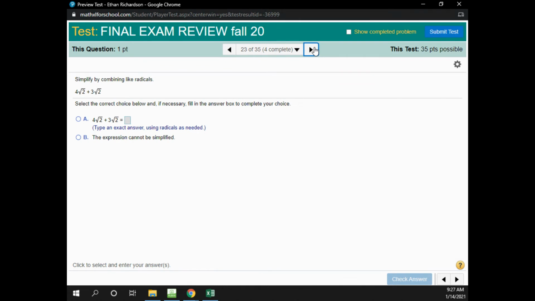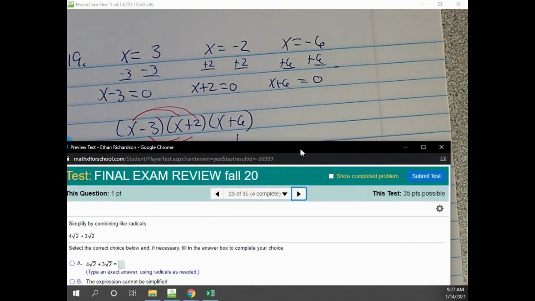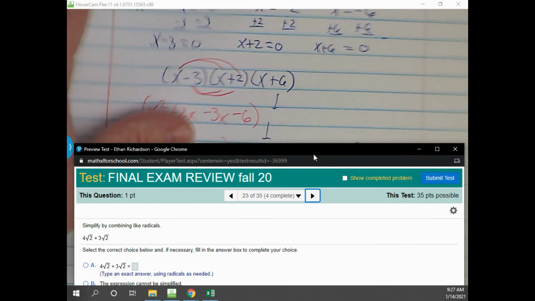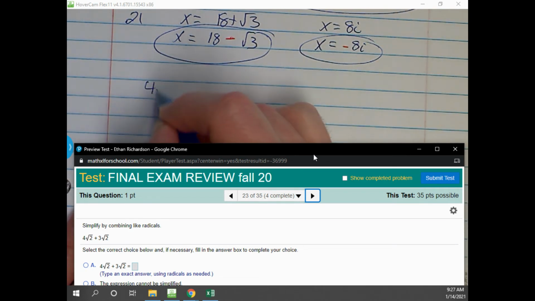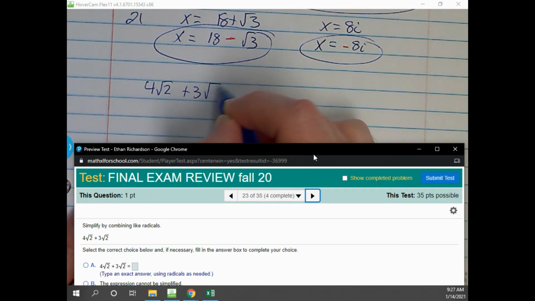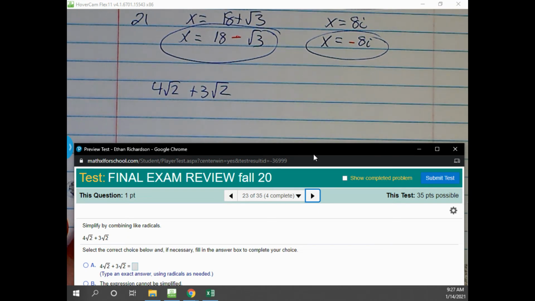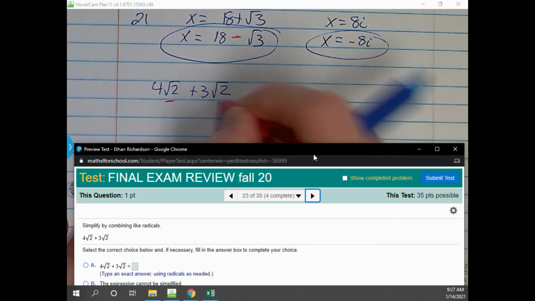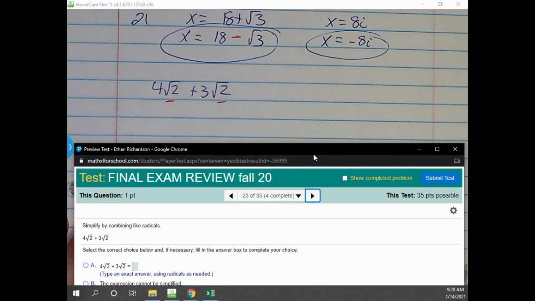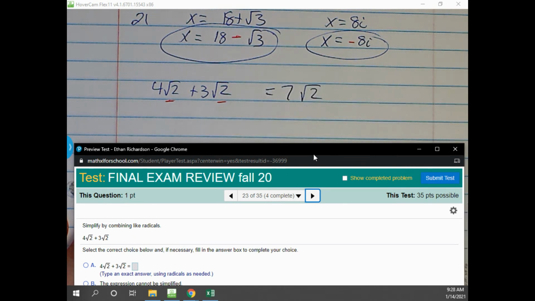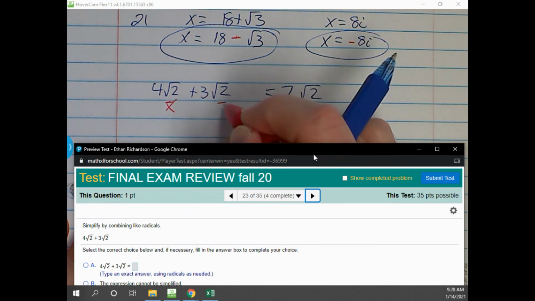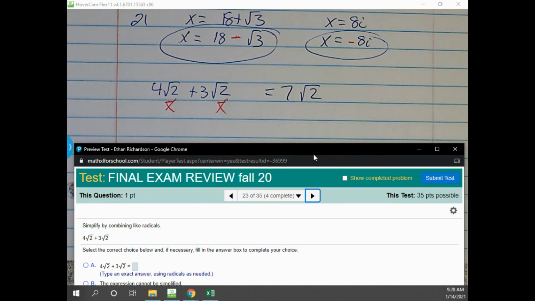All right, 23. Simplify by combining like radicals. So if we have 4 square root of 2 plus 3 square root of 2, as long as the square roots are the same, you just add the numbers in front. So it's 4 plus 3, which would be 7. The square root of 2 does not change, because you can think about each square root being like an x. So this is like 4x plus 3x, which would be 7x. But instead of it being x, it's a square root of 2.